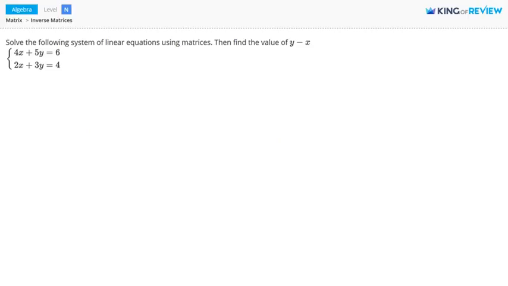Solve the following system of linear equations using matrices. Then find the value of y minus x. Now if we have a system of equations, that's ax plus by equals e, and cx plus dy equals f, then we can represent this system with a matrix equation.